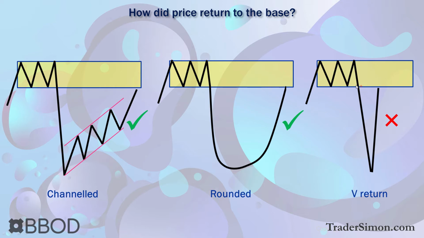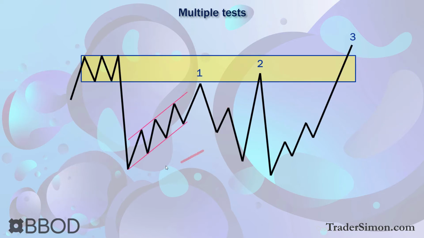What we don't want to see is this V return. When we get a V return like this, it's highly likely that it's going to pop out through the top and continue on up. And the other thing, also known as a Spoo's return, okay, yeah, possibly.